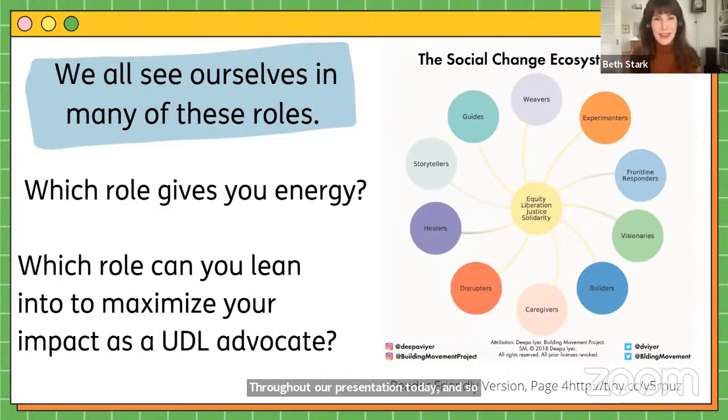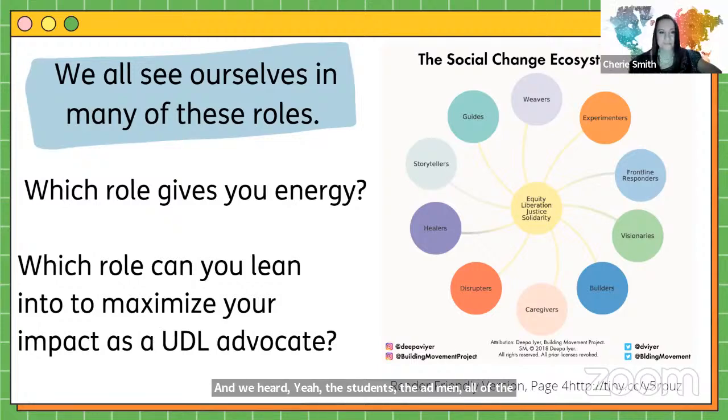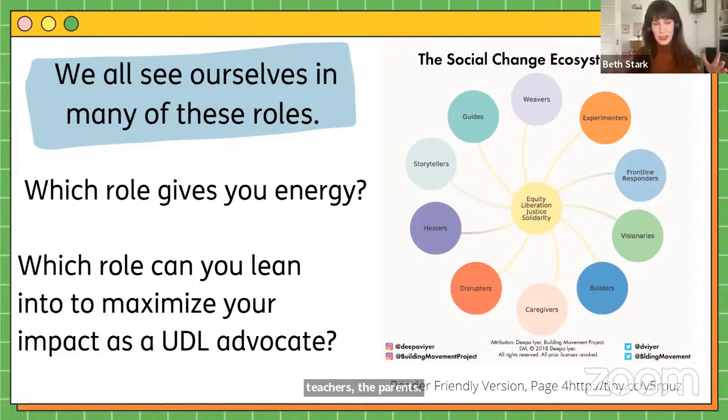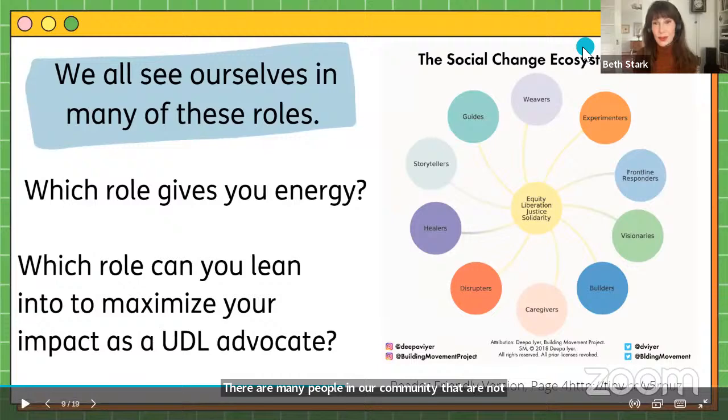And so I noticed in the chat, many people were dropping in, who needs to know the answer to the question that Sherry posed, who needs to know about UDL? And we heard, yeah, the students, the admin, all of the teachers, the parents, yes. And beyond just those stakeholders in every learning community, we also have other groups of people, politicians, civil servants, people who are running businesses that have a say in the way that money is allocated for education. There are many people in our community that are not aware of the importance of UDL.